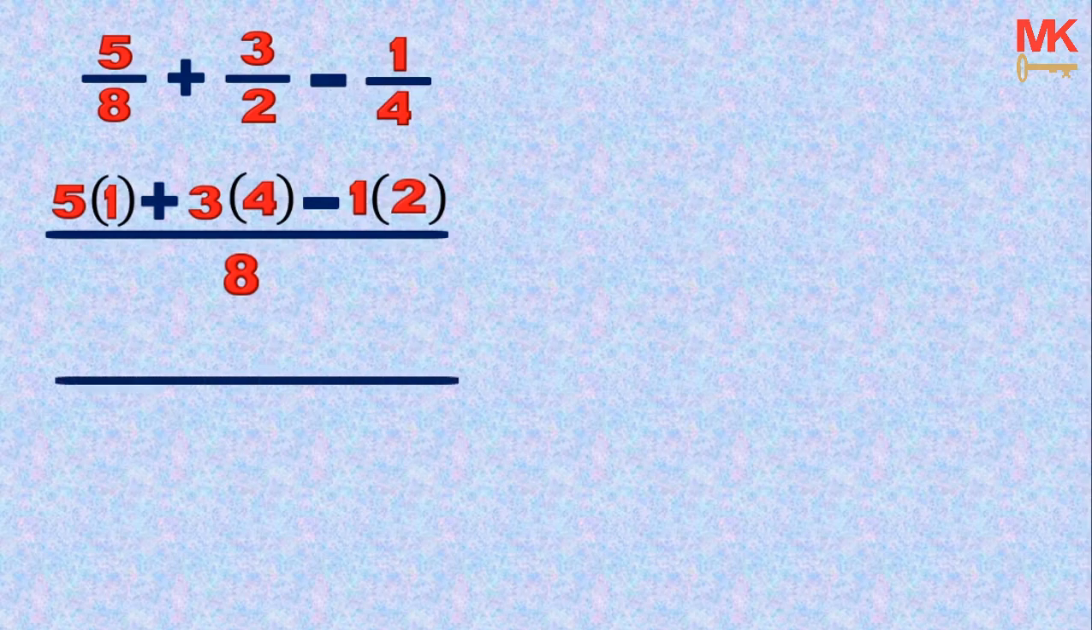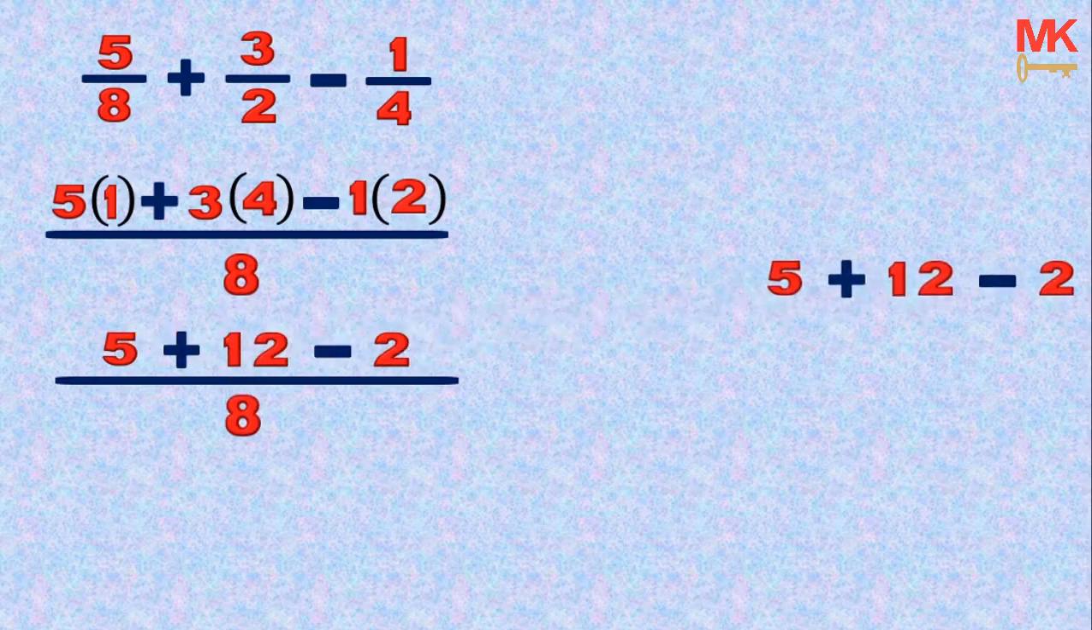Now we'll bring in our line of division again, and then 5 times 1 at the top gives us 5, plus 3 times 4, which gives us 12, take away 1 times 2, which gives us 2, and then we'll just keep our denominator. Be careful at this point not to carry out the operation at the top from the right to the left, because that does not always give the correct answer.